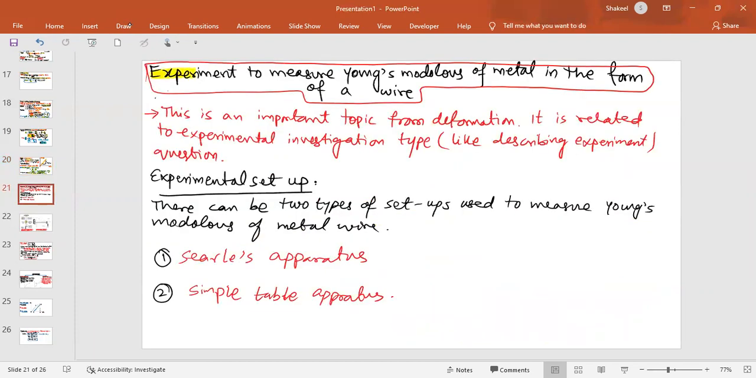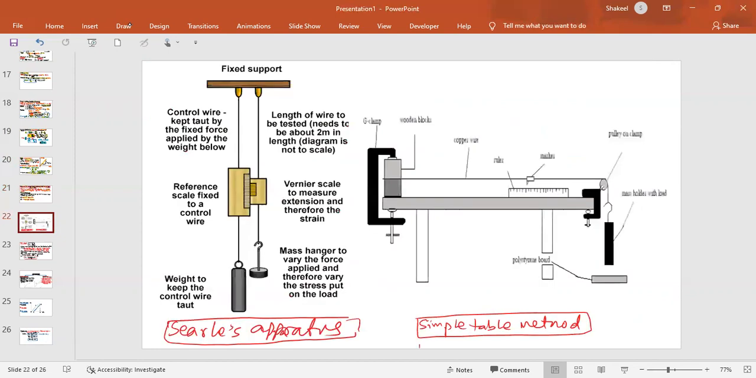Okay, well, at the end, we have to look at an experiment to measure the Young modulus of a metal in the form of a wire. This is an important topic from deformation. It is related to the experimental investigation type, where you have to describe an experiment for how you can measure the Young modulus of a material, and that material would be in the form of a wire. So we have to look at the experimental setup. There can be two types of experimental setup to measure the Young modulus. One is a Searle's apparatus and the second one is a simple table apparatus. So over here, we have to look at both the methods.